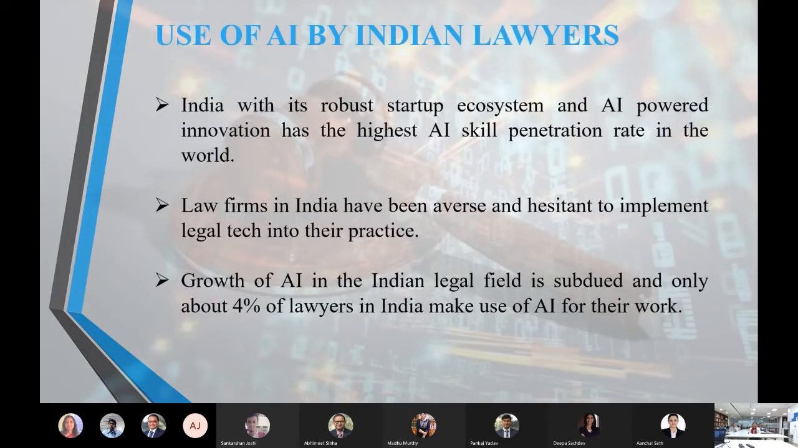Now, how are Indian lawyers basically using this AI? Of course, this is a new concept and there's a lot of scope here. It needs to be developed over a period. Though India has a very good startup system and has the highest skill penetration rate in the world, the law firms in India still now are a little hesitant because of various reasons for implementing this tech in the practice. The growth of AI as of now, as per the report, is subdued and it constitutes only 4% of the lawyers who are making use. Now the reason, of course, I will dwell on later.